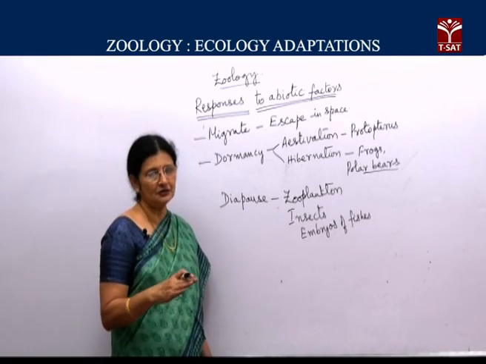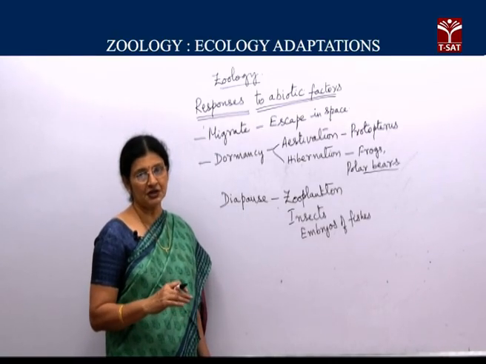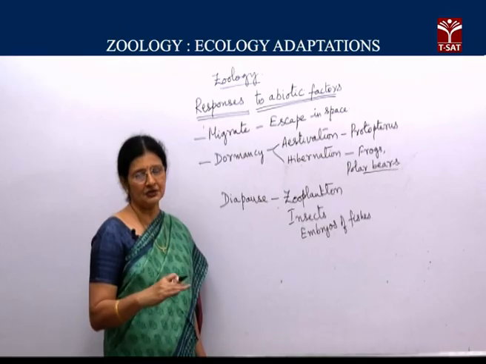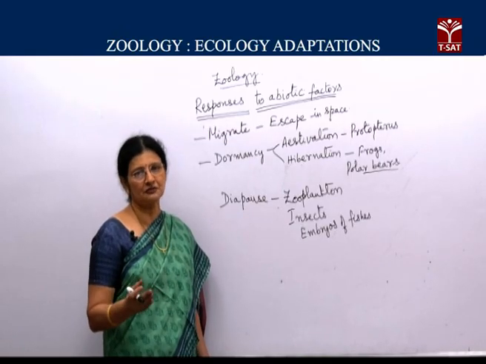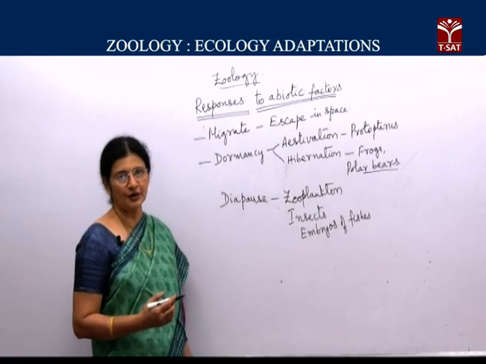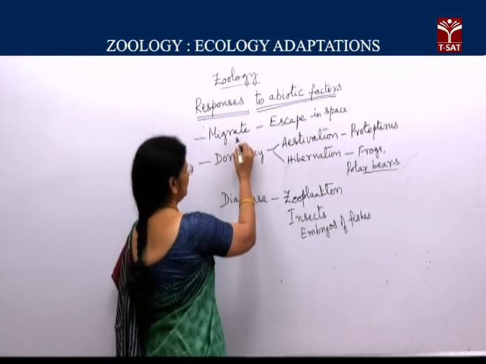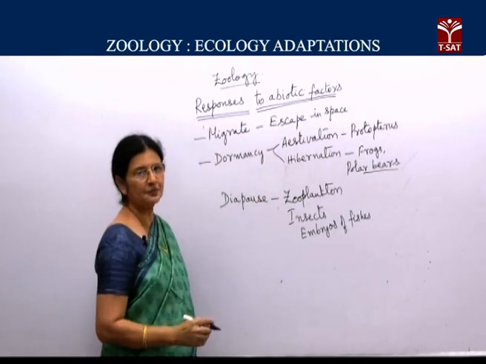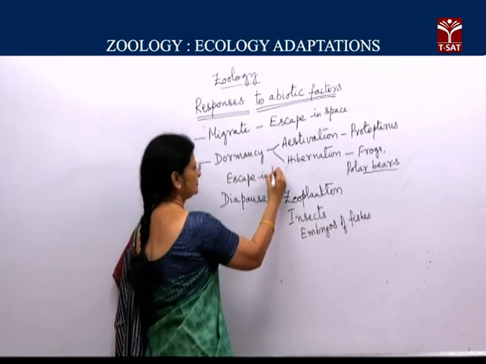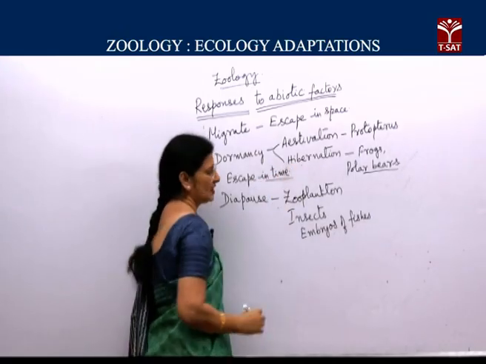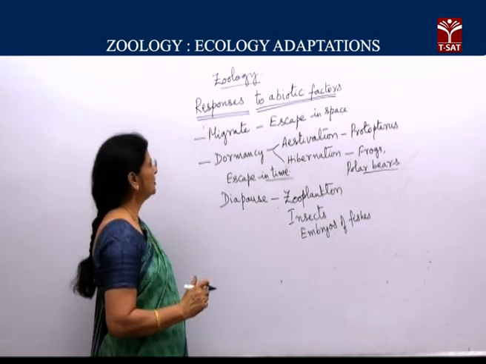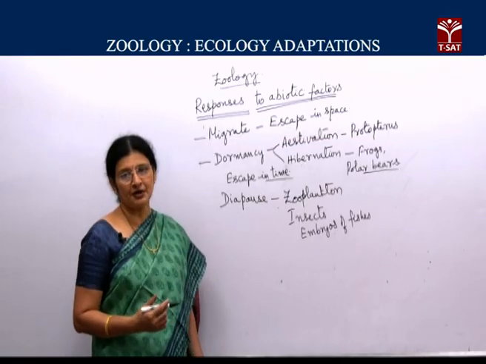So temporarily they suspend their activities during unfavorable conditions so that they conserve their energies and can withstand that period, and again during favorable conditions they continue their life cycle. This is called diapause. Now, migration is considered escape in space. Dormancy is considered escape in time. They are escaping for a brief period of time. These are the responses to abiotic factors.